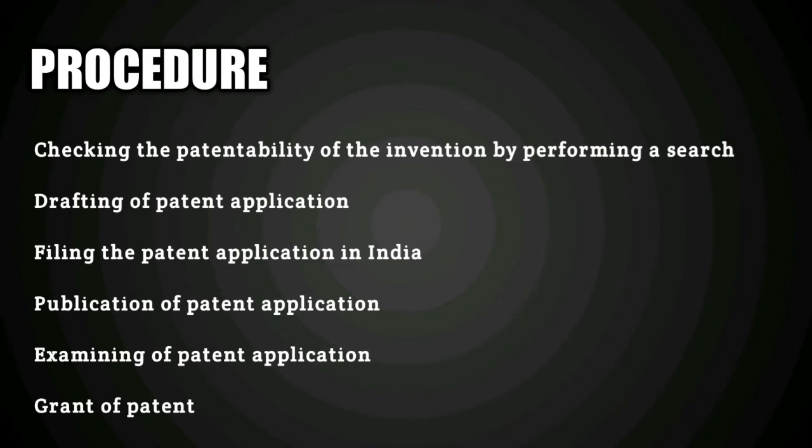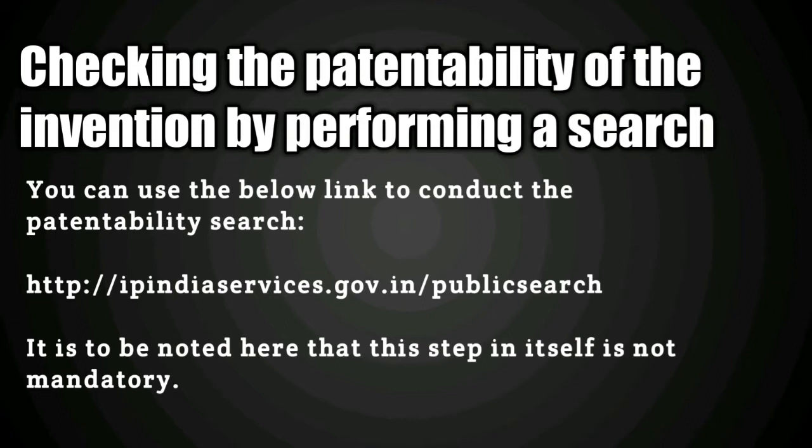Now the first step is checking the patentability of the invention by performing a search. Before filing a patent application in India, one should perform a detailed patentability search to determine whether a patent for it will be available or not. So as to conduct the patentability search, you can use the link which is available on the screen. Well, it is not mandatory to check whether the invention is patentable or not. But this is still a very important step which you should not miss. The link which is mentioned on the screen will help you to search the patentability of the invention.